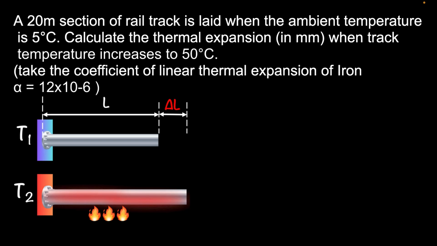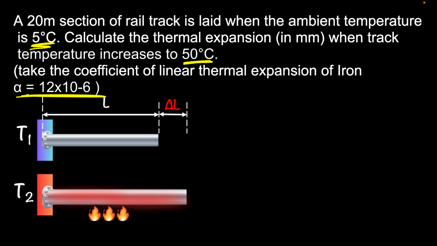So we're going to calculate the thermal expansion of this simple system here. It's a 20-meter section of a rail track that is laid at a temperature of 5 degrees Celsius, as you can see right there. And what happens is the temperature increases to 50 degrees Celsius, and we're given the thermal expansion coefficient for the materials that we're considering.